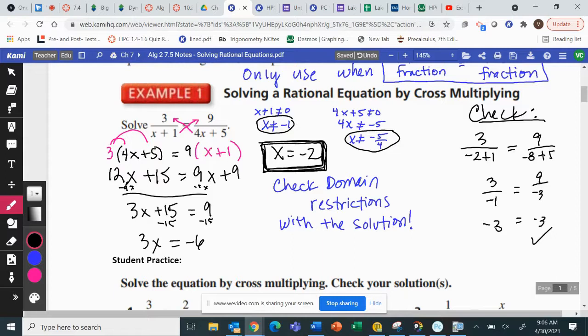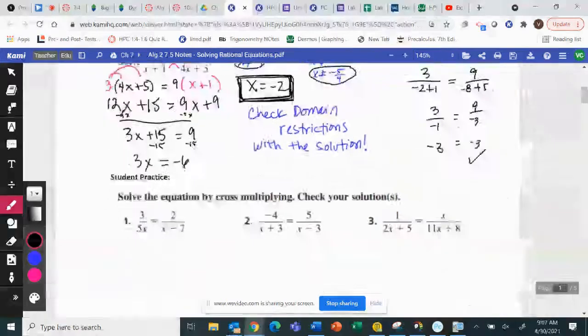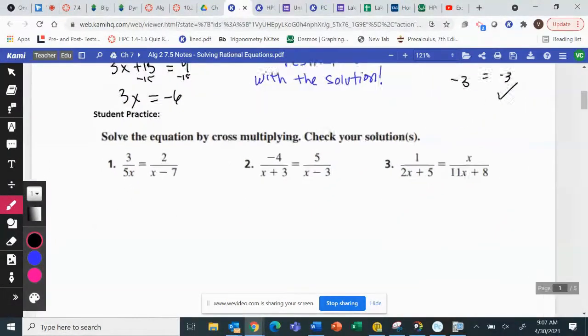If my answer was negative 1, something that it wasn't allowed to be, when I went and checked it, it wouldn't check. Or if you made a mistake, it wouldn't check. Okay? So checking our answer is helpful because when we have equations, we can always make sure that we are correct or know that we're not. So you can check your answer. All right, so we got solve by cross multiplying.